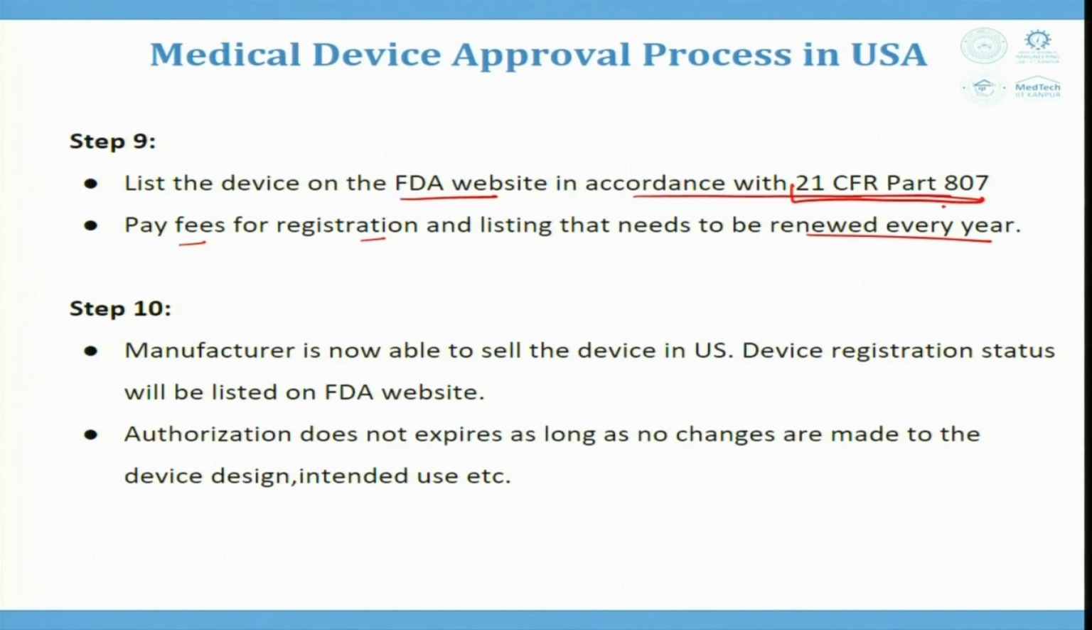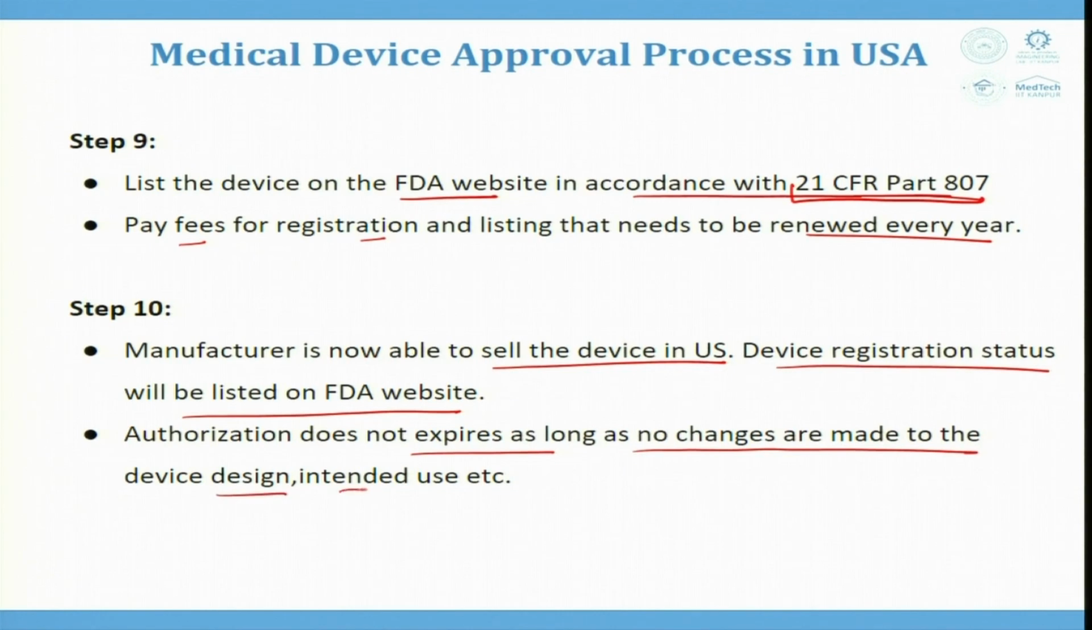Step 10 is now for the manufacturers. Manufacturer is now able to sell the device in US. Device registration status will be conducted on the FDA website. Authorization does not expire as long as no changes are made to the device design, that is intended use, etc. Now, these steps are all listed here.